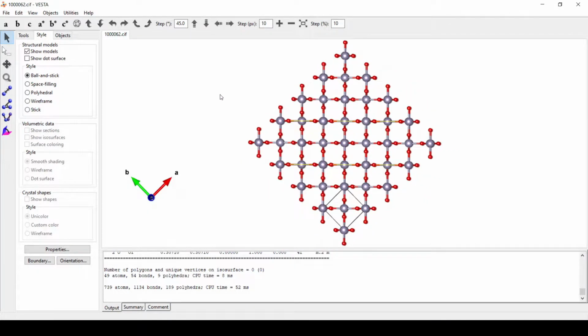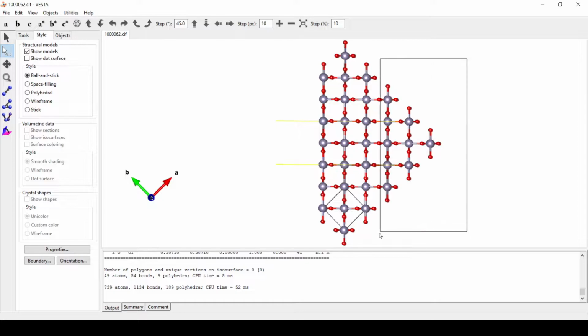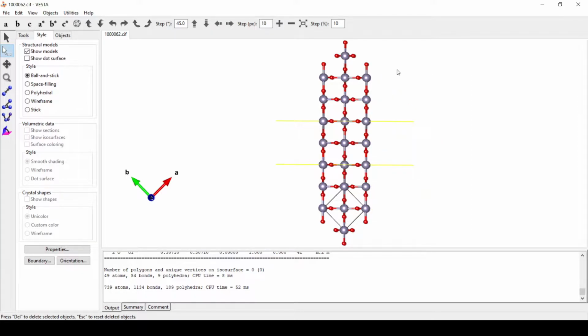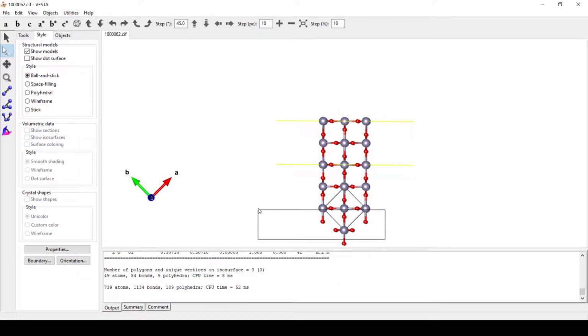So we'll zoom out, select the atoms to the left, delete them by leaving one here. We'll select all the atoms to the right. Also atoms to the row, and also the atoms at the bottom.